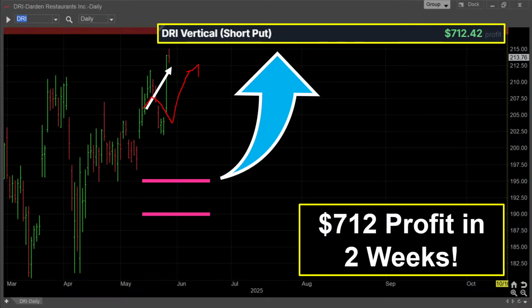So again, it's not a day trade or anything like that. It's something that you're going to do over the course of 7 to 10 days typically. We generated a $712 paycheck in those 2 weeks.